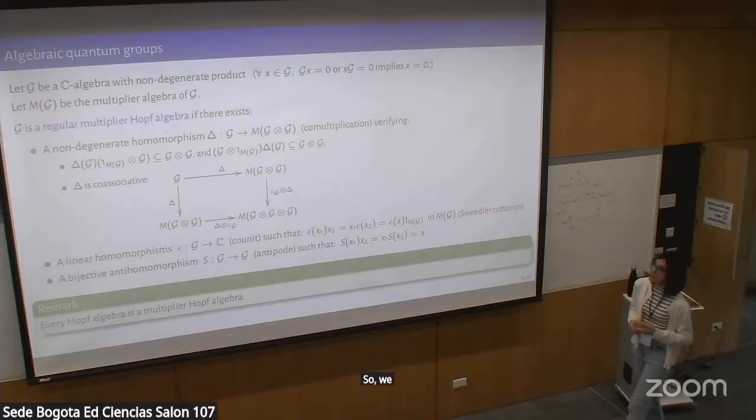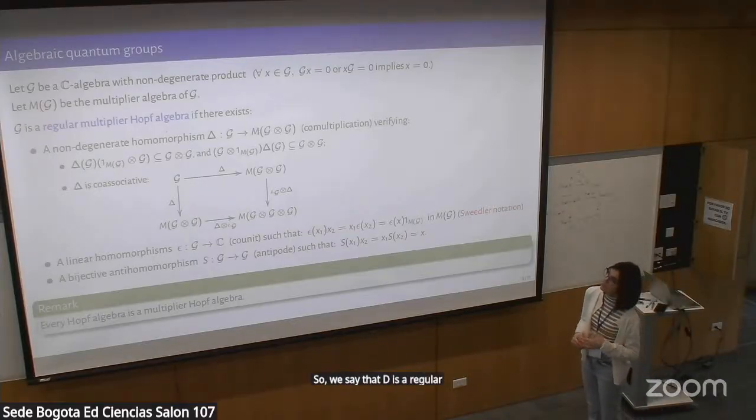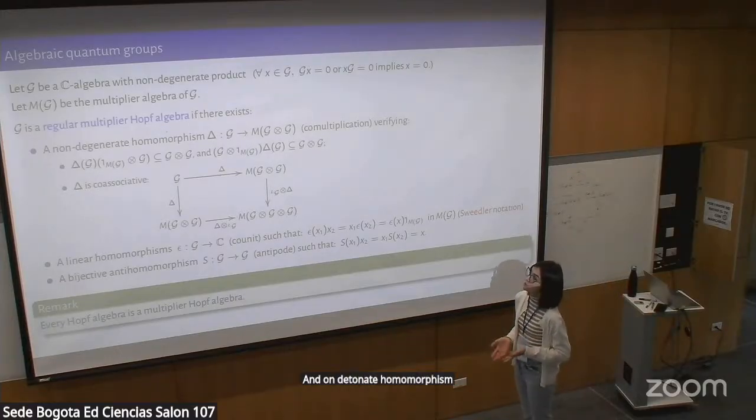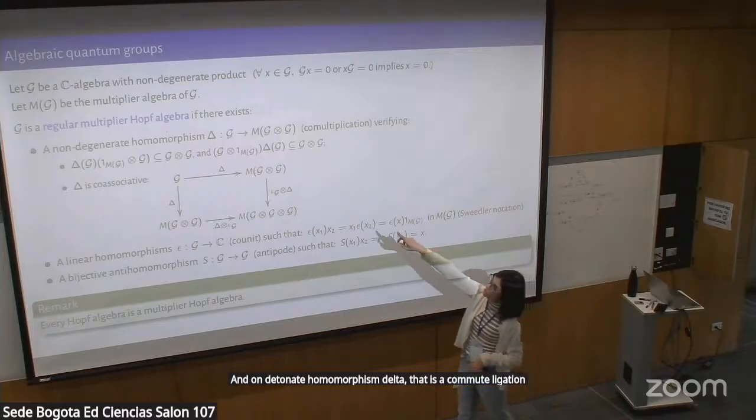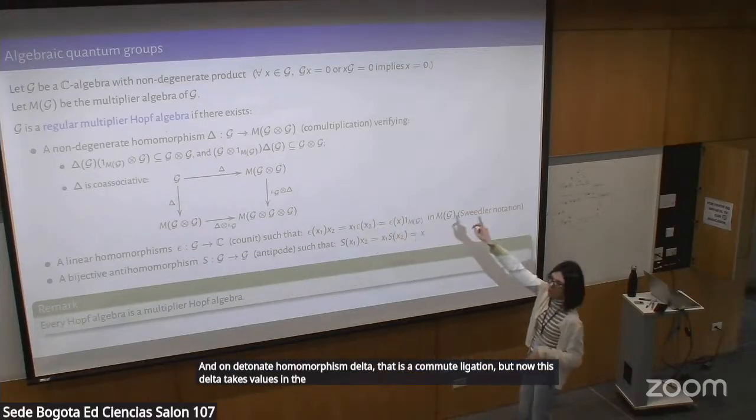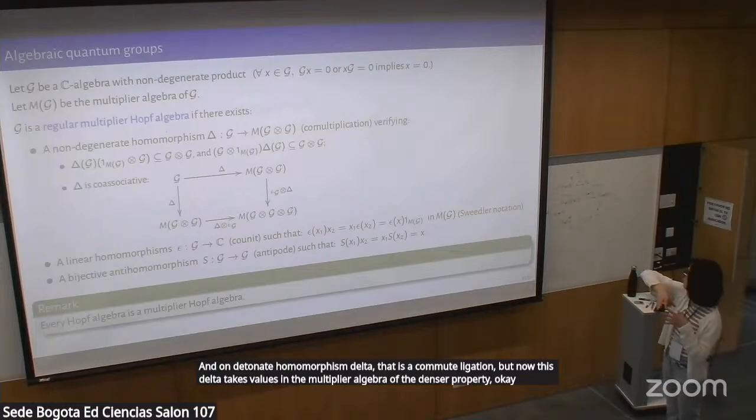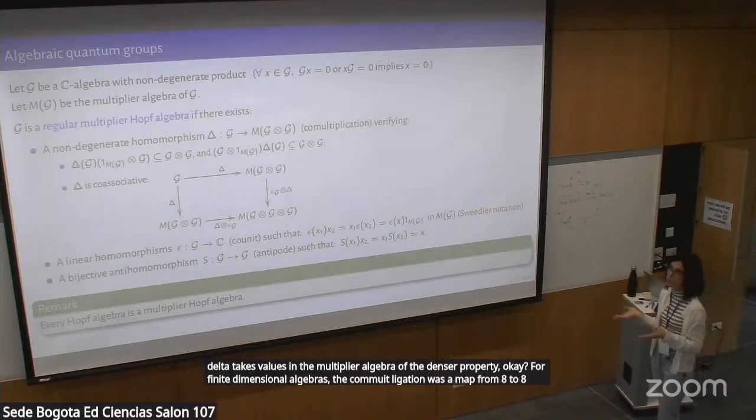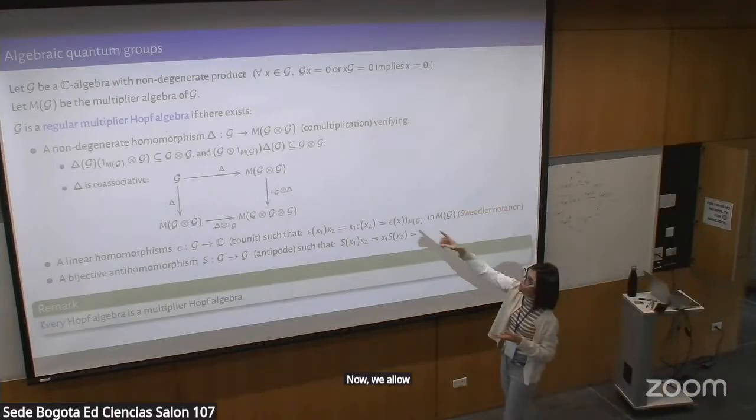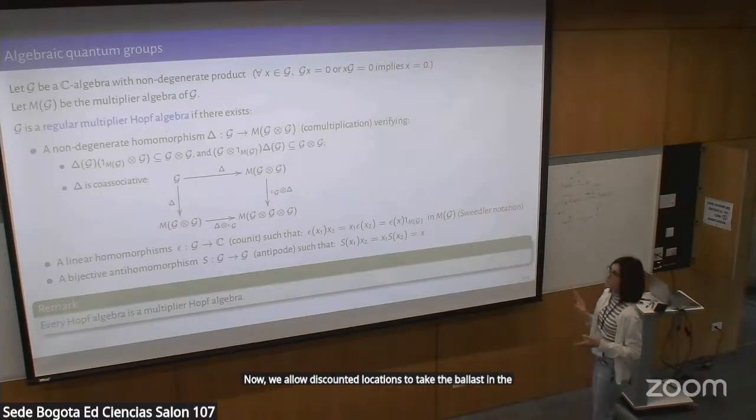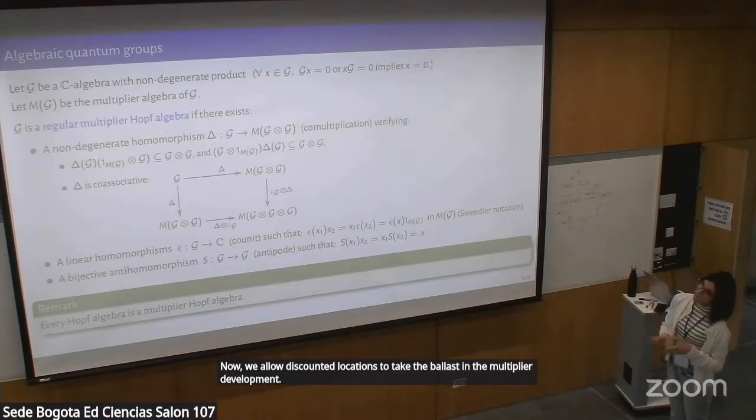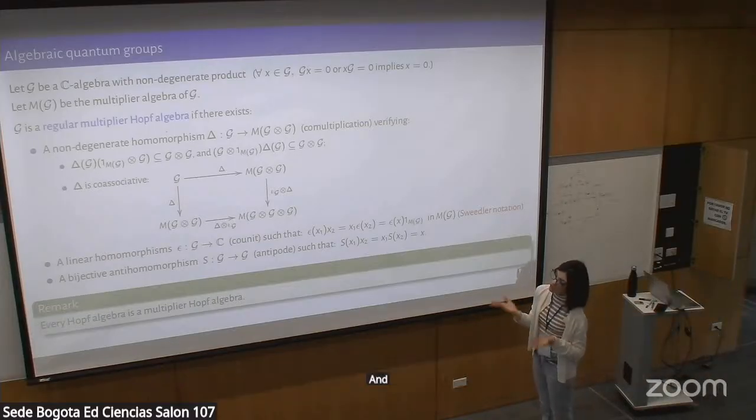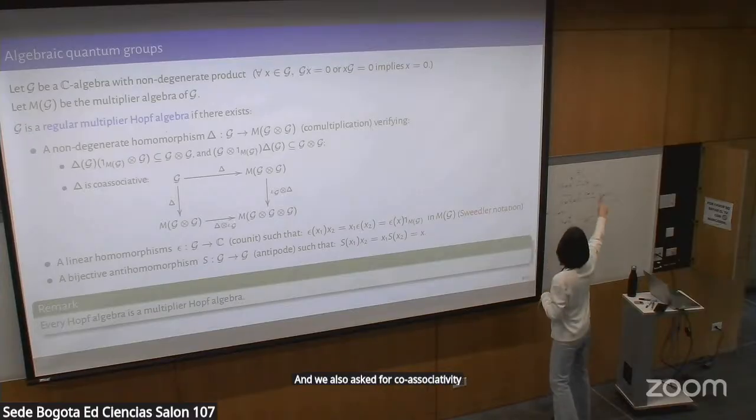So we say that G is a regular multiplier algebra if there exists a non-degenerate homomorphism delta, that is a comultiplication, but now this delta takes values in the multiplier algebra of the tensor product. For finite dimensional Hopf algebras, the comultiplication was a map from H to H tensor H. Now we allow this comultiplication to take values in the multiplier algebra of the tensor product. The first condition is some technical condition that is needed to define some maps. And we also ask for co-associativity, the same as this diagram here.